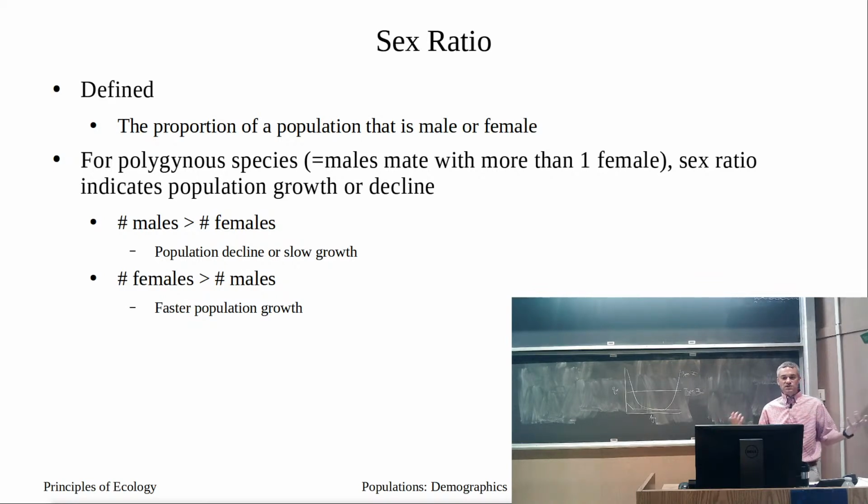Now for polygynous species, these are species where the males mate with more than one female, our sex ratio can indicate population growth or decline. All right. What do we mean by that? Well, the females are the ones that are giving birth. The females are going to be the ones that replace themselves and the males in our population. If we have more females than males, then we can see faster population growth because you only need one male to reproduce with all of the females potentially in our population.